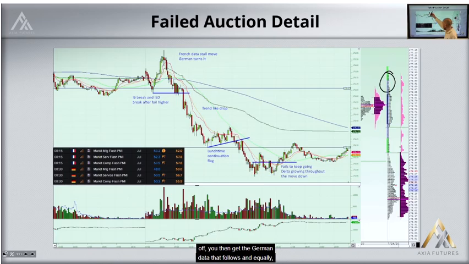Once the market starts to come off, you then get the German data that follows and equally is very high. 56 versus 50, 55 versus 50, very, very high German data, similar with the French data. All of a sudden now, you've got everything you need to see. The German data takes you back inside the initial balance, and that's the point where you can say to yourself, okay, I'm very comfortable to sell this now. Technically, it's saying it should go down. Fundamentally, the data is saying it should go down. Perfect scenario to sell. And that's what you're then after.